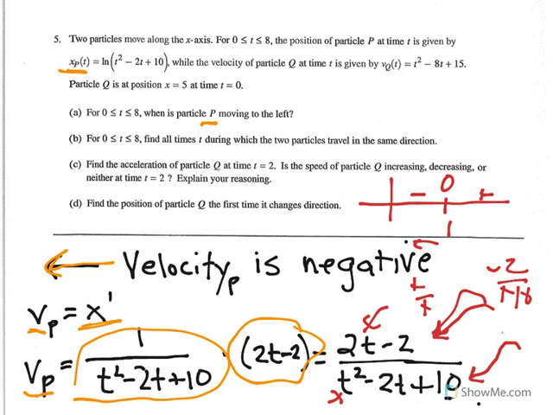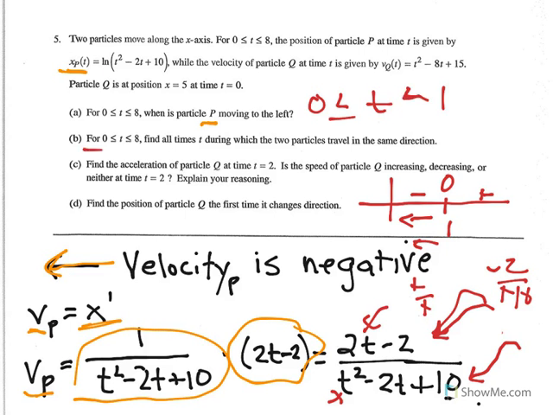So for the first one there, I know everywhere before 1, it's moving to the left. So when is the particle moving left for time 0 to 8? That's between 0 and 1, between those two intervals. Now, should I include 1? No, because it's not moving to the left at that time. It's at a velocity of 0.